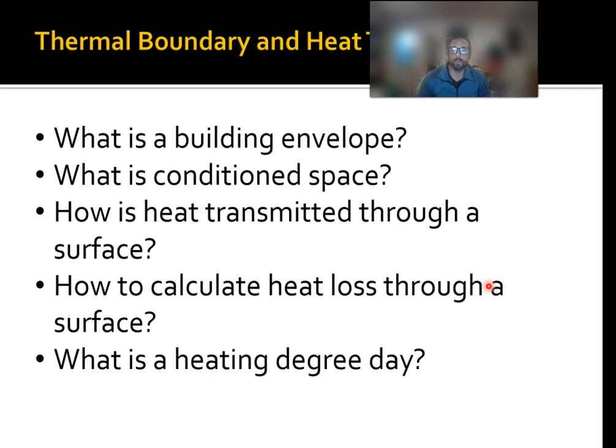Okay, so that's our building envelope, thermal boundary and heat transmission lesson. By now you should know what a building envelope is, what conditioned space is versus unconditioned space, and how heat is transmitted through a surface. Remember, it's all about the pockets of insulation. It has a high R value and a low U value, and that helps prevent heat transfer. And then you have the basic heat loss equation, UA delta T. You know that heat transmission increases with increased delta, increased time, increased area, and increased U. That's really, really important to understand. And then we also went over the basics of what a heating degree day is. And that's it for this lesson.